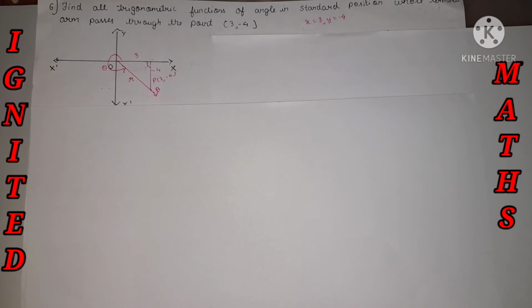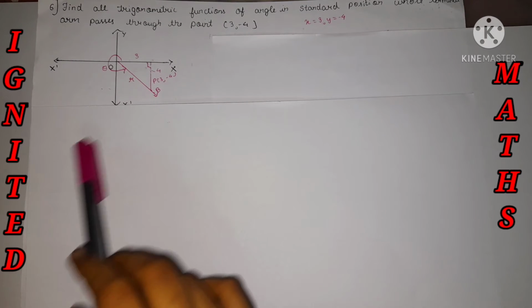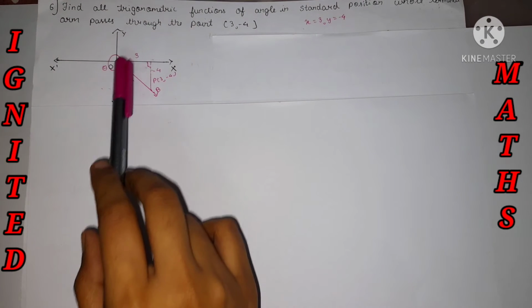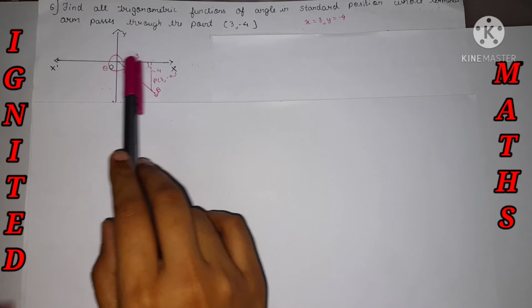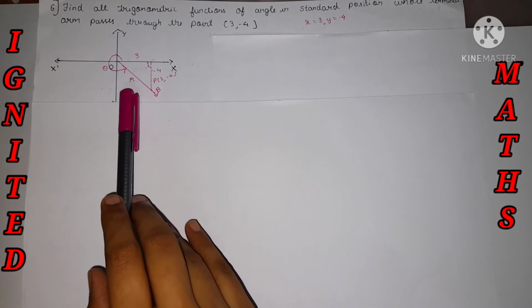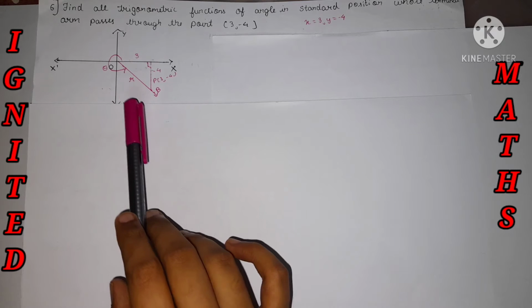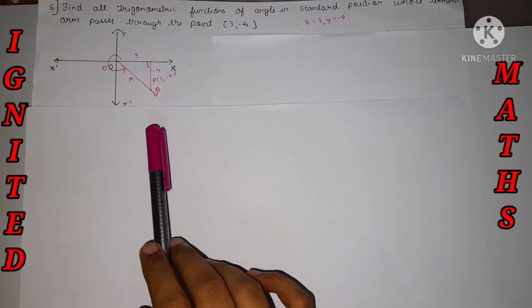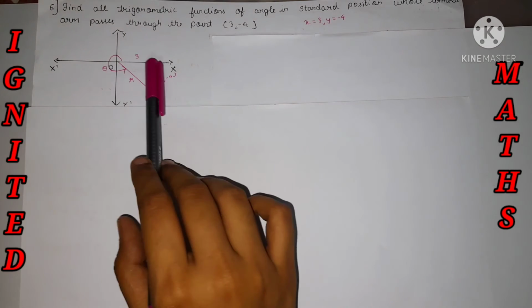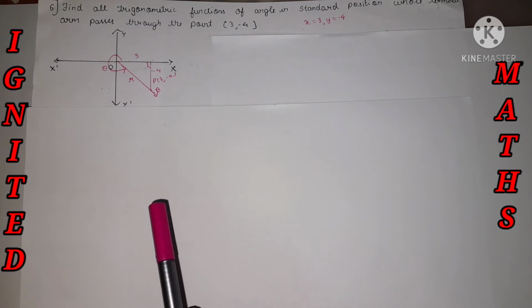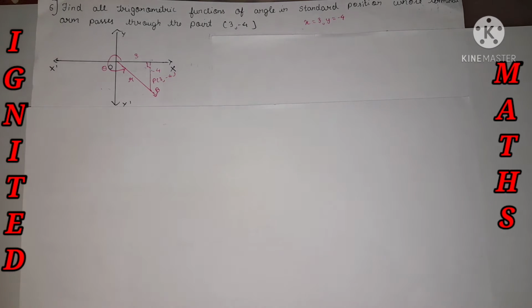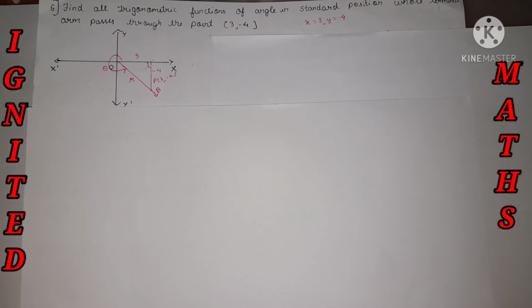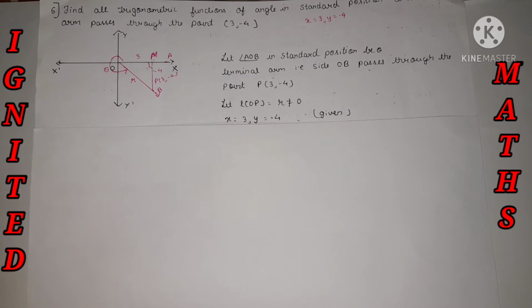To find each and every trigonometric function, we need the value of each side of the right angle triangle. We have the x coordinate value and the y coordinate value, but we don't know the r value. We can find it very easily by the Pythagoras theorem. Because the right angle triangle is over here, we can apply it, or the distance formula also we can apply. So over here we are going to apply the Pythagoras theorem. That is the complete description of the sixth question.